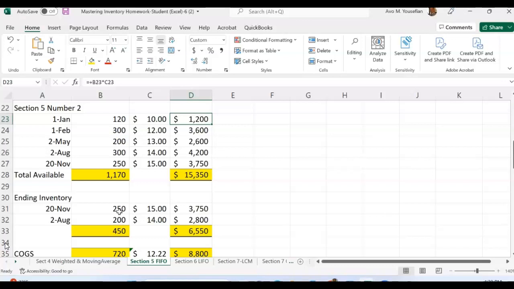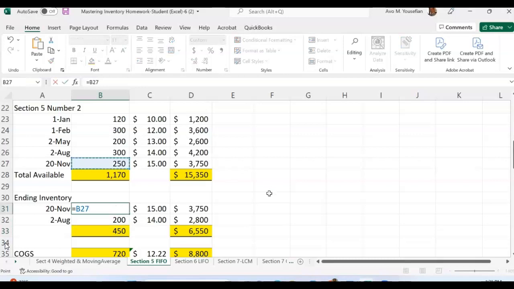It comes from 250 from this layer, 200 from that layer, and that ends up to be 450. We know that it's 450, right? So we can type that and we say, okay, to get to this point, 450, you need to take whatever is left from here. So this equals to that.